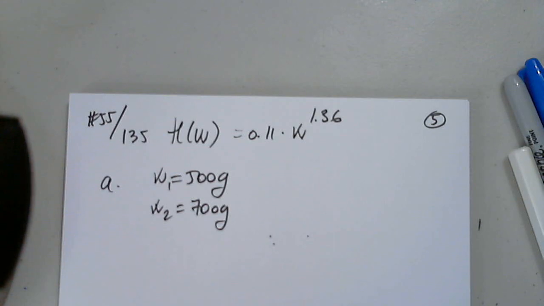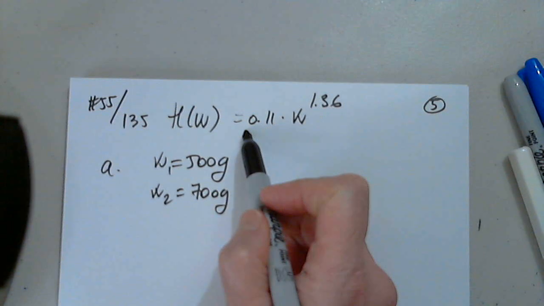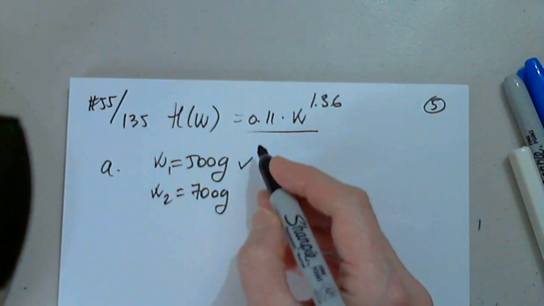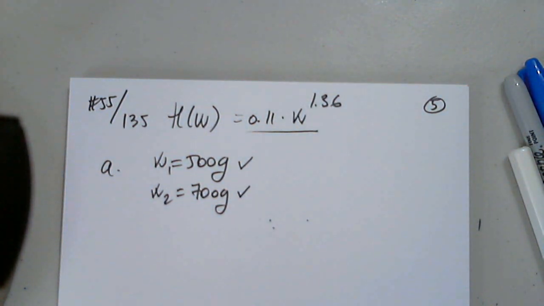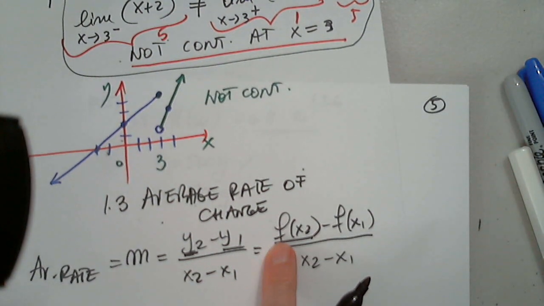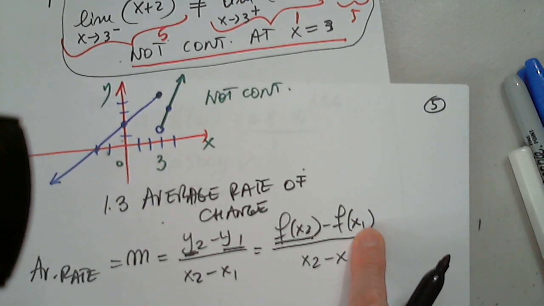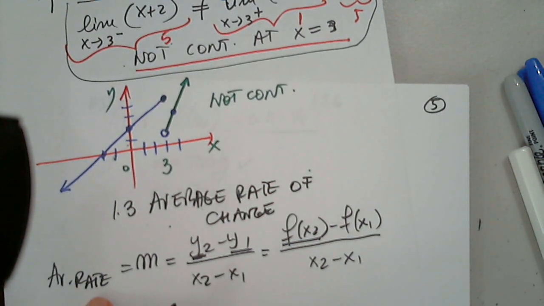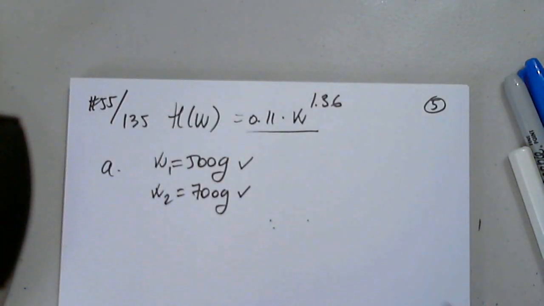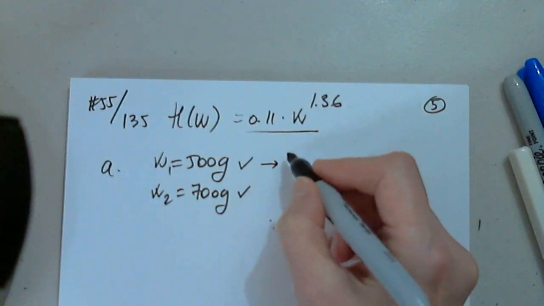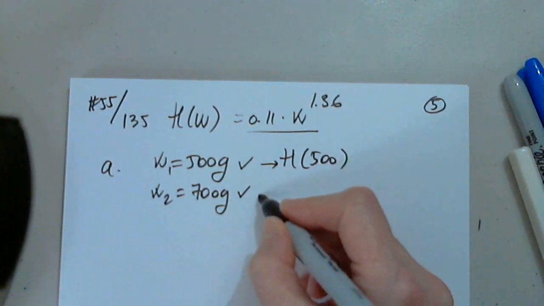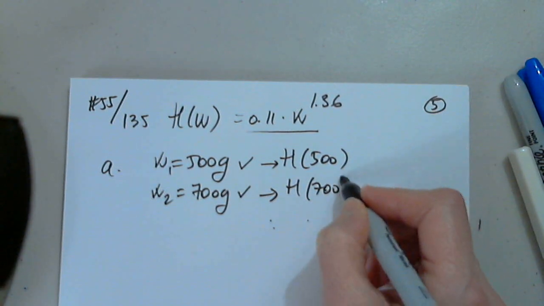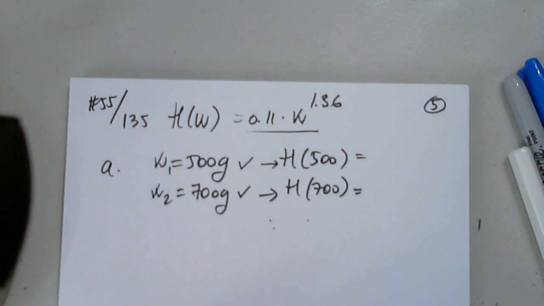So first of all, let's find the average. Good. They're giving us the function, W1, and W2. All I have to do is determine the function value for W2, determine the function value for W1, divide by their difference, and I get the average rate. So I have to determine H of 500 and H of 700. And here's how I recommend we do it.